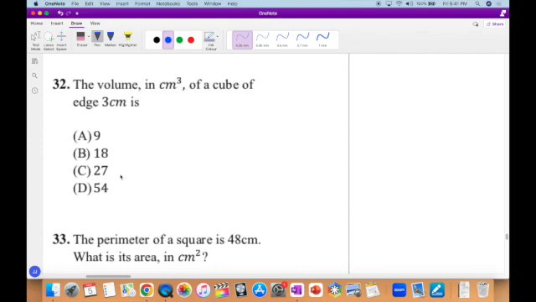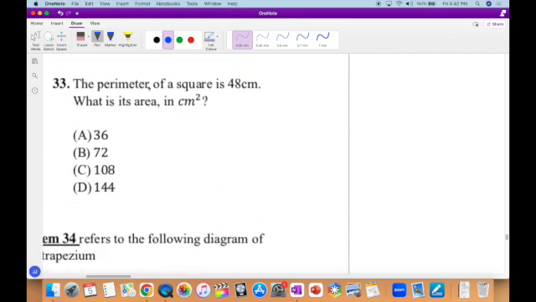Number 32, the volume in centimeters cubed of a cube of edge 3 centimeters. 3 times 3 times 3. Alright? So length by breadth by height, 3 3s are 9, 3 9s are 27.